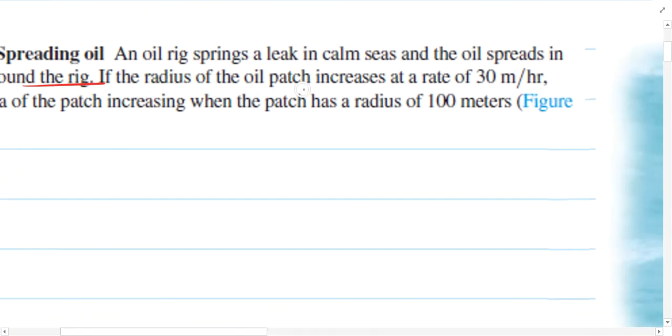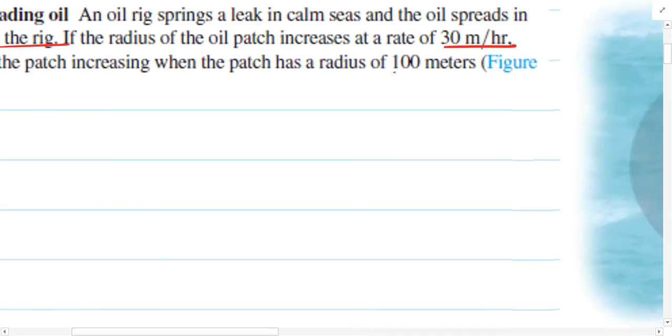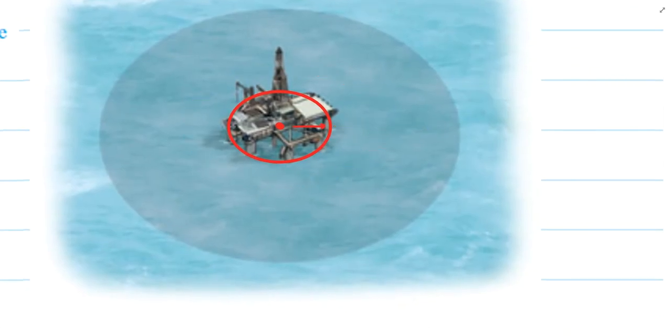Now, if the radius of this oil patch is increasing at a rate of 30 meters per hour, we would like to know how fast the area of the patch is increasing when the patch finally reaches 100 meters in radius. Now, the reason why that's important is, let's just assume for a second here that this patch is increasing at 30 meters per second.